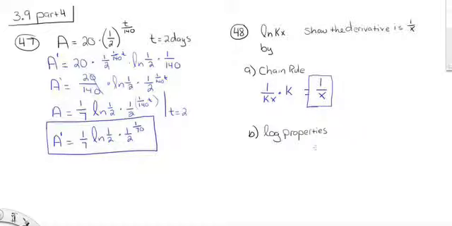Pretty simple. And then it says use log properties and do the same thing. So if we take the natural log of kx, we can simplify that, using rule 1, to the natural log of k plus the natural log of x. So now when I take the derivative of this, natural log of k is a constant, so that goes to 0, plus natural log of x is 1 over x, and we have, again, 1 over x.